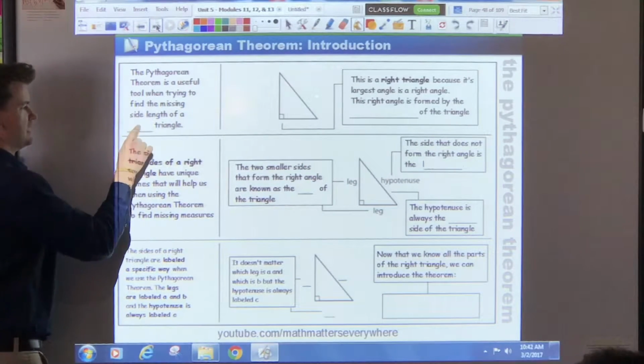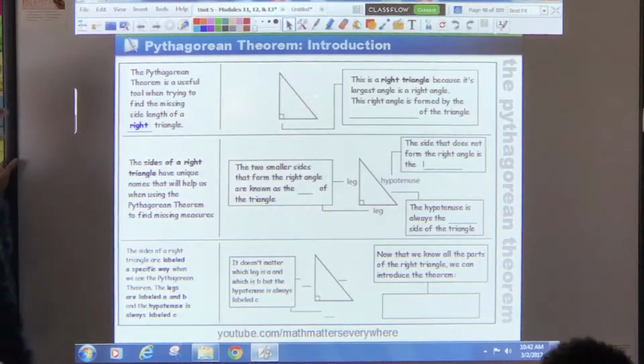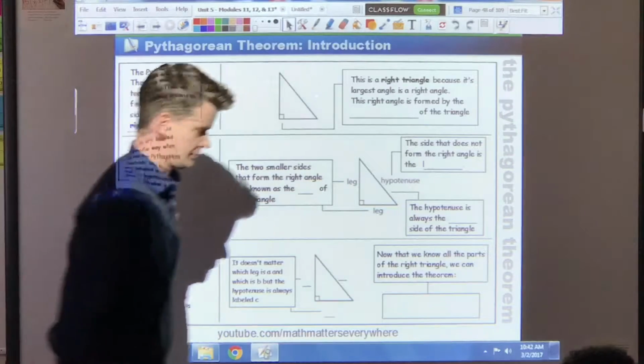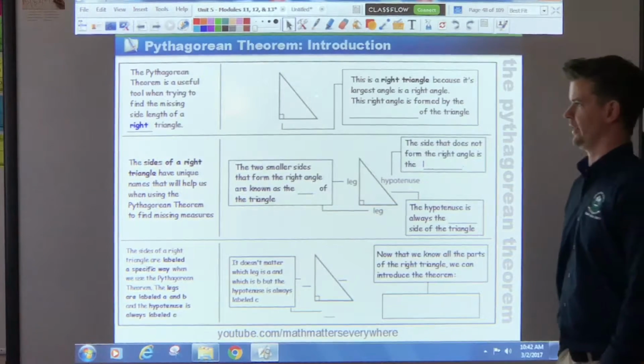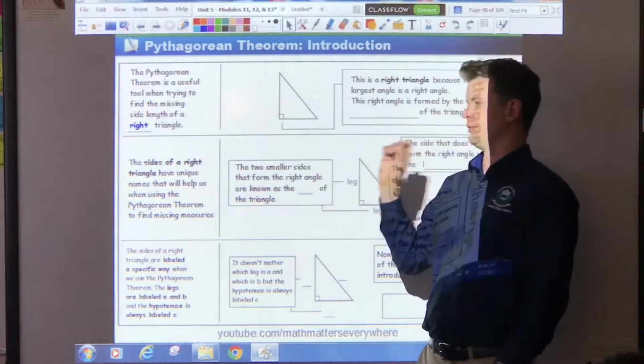Trying to find the missing side lengths of a right triangle. We can only use the Pythagorean theorem when we're talking about right triangles. No other types of triangles, just right ones. Well, it seems like it's not that useful if you only want to use right triangles, but there's a lot of usage, as you'll see later on. So right triangles. How do we know if it's a right triangle?